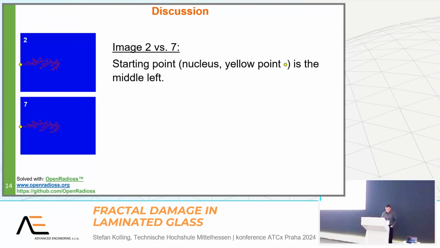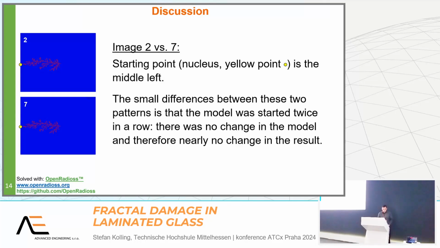Image 2 versus 7. So the starting point, the nucleus, which is always the yellow point in this image, is in the middle left, and the difference, a very small difference, look a little bit closer to it, occurs between these two patterns, as the model was started twice in a row. So we always have a little change in the simulation.